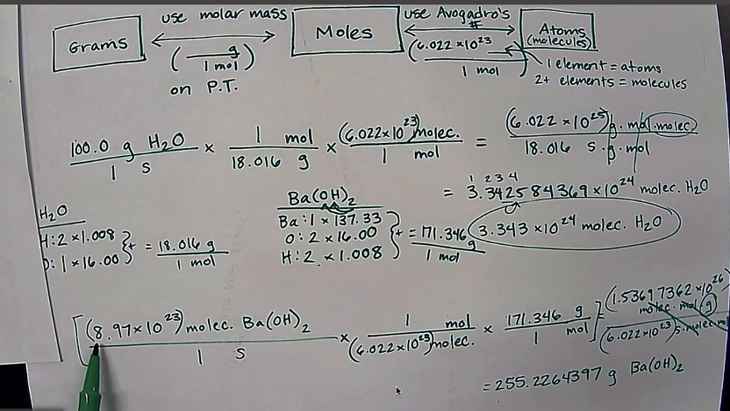Significant figures for scientific notation, remember it's what comes before the times 10 to the 23rd. So I've got 3 here, so I'm going to count 1, 2, 3 numbers in, stop at the 5. After the 5's a 2. So we're going to round that to 255 grams of barium hydroxide. And that's how we use the mole map to convert all the way from grams to moles.